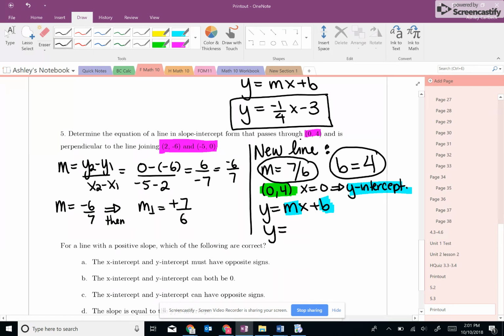So I'm just going to plug this in. I've got y equals 7 over 6 x plus 4. And it asked me to finish my equation in slope-intercept form. I'm in slope-intercept form, so I am done. This is my answer.